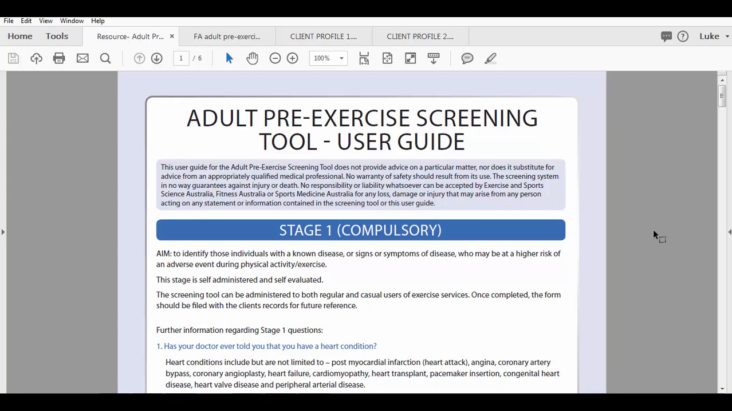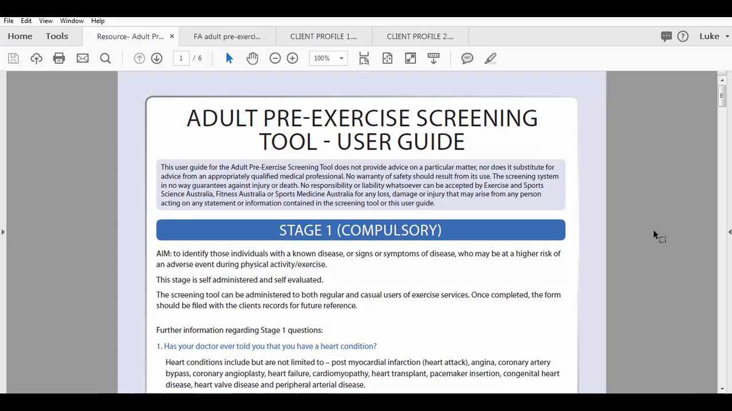Now the first thing I would recommend is that you go to your additional resources and download the user guide, which is what you're looking at now on the screen. The user guide is a very valuable tool as it shows you how to answer each question, what to look for in each question, and essentially how to get your risk score at the end of the screening tool.